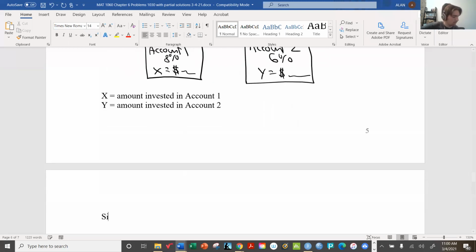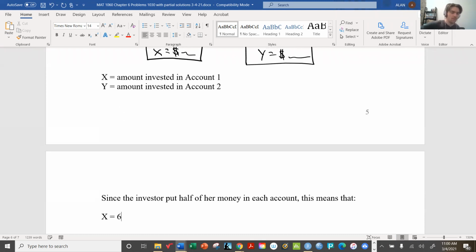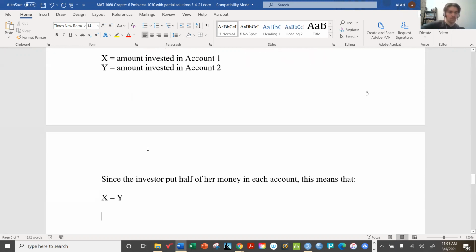All right. So since the investor put half of her money in each account, that implies that the same amount is in both accounts. So our first equation is that x equals y. Now, the challenging one is this one. We know that the investor earned $210 total interest from the two accounts.